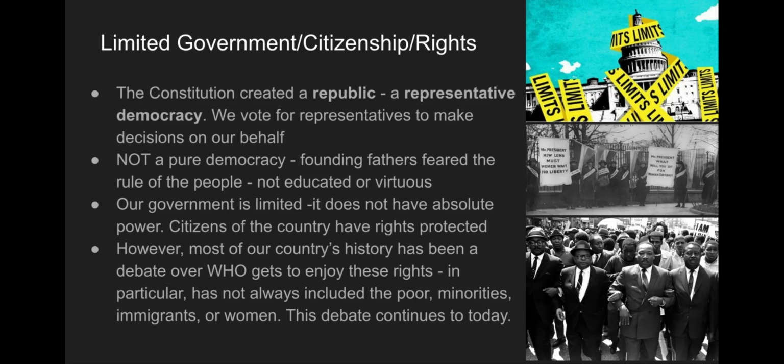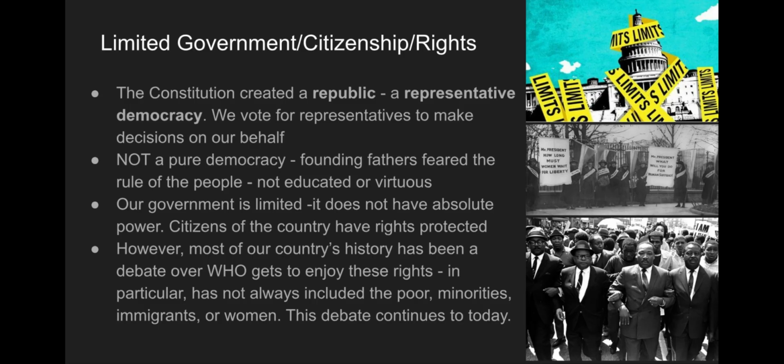However, we do call our country a democracy because the people have a very important role in it and have important rights. Our government is limited. It has limited powers. It does not have absolute power. Being someone who is born in this country, you are granted the rights of citizens, rights that are protected by the Constitution.